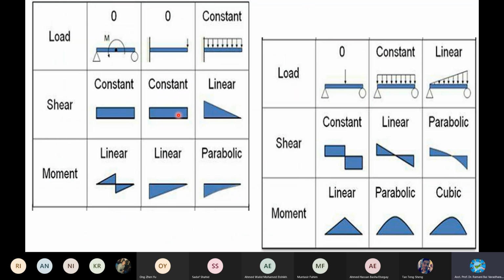Matching diagram. When shear force is maximum, bending moment is 0. When shear force is 0, bending moment is maximum. Vice versa.